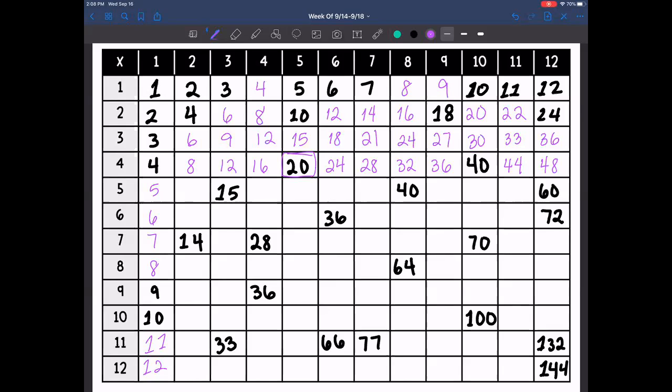The next row, the 5s. So these are really easy. 5 times 2 is 10. 15, 20, 25, 30, 35, 45, 55, and the last one, 60. Oh, you guys went through that one really fast.